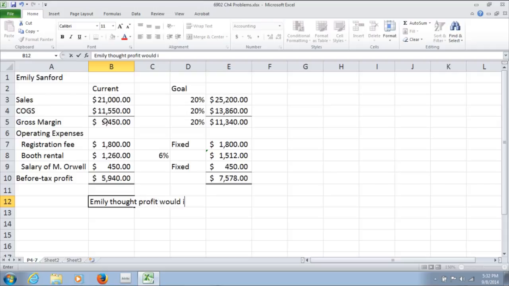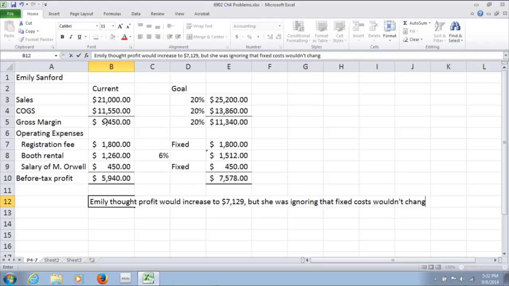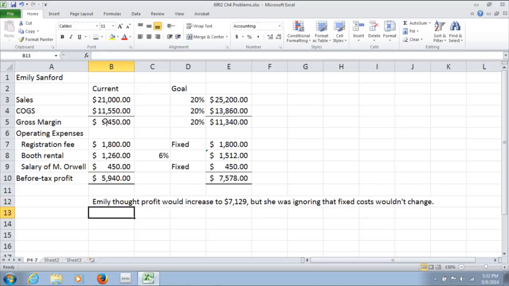So as it turns out, Emily thought profit would increase to 71.29, but she was ignoring that fixed cost wouldn't change. Now, this is probably a happier situation for her, that the before tax profit would end up being 75.78 instead of 71.29.